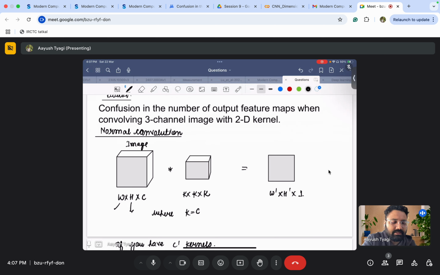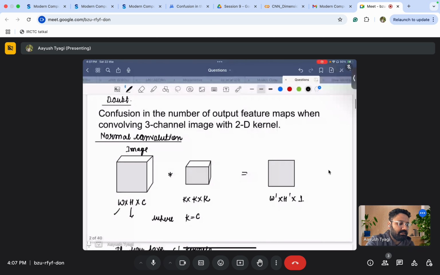So I just started discussing the doubt you had about the number of filters, the number of convolution operations with 2D kernels.